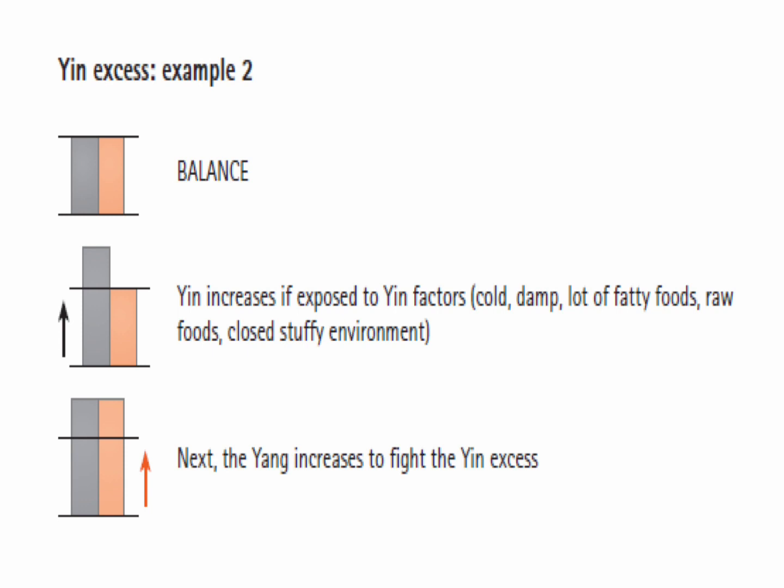Yin excess, example 2, still contradiction. If the yin increases for any reason, the yang will react to this by rising up to oppose and control the yin, thus causing again a damp heat situation. This is heat caused because of dampness.